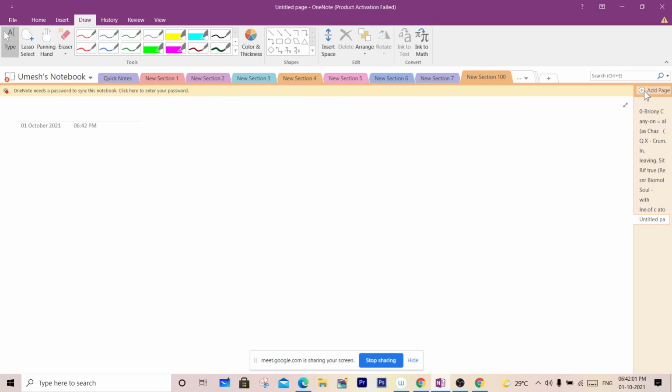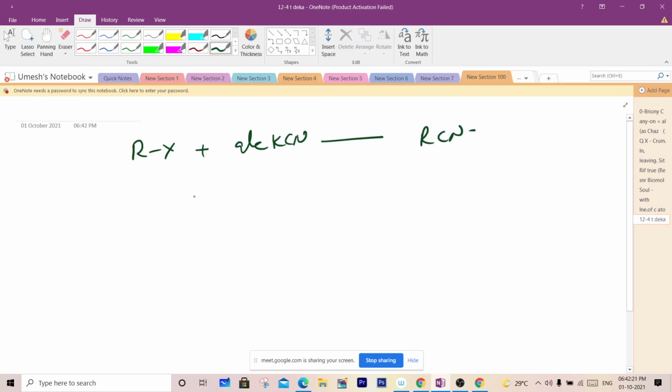If I want to increase the number of carbon atoms by just one, what should I do? React it with KCN. Yes, RX with alcoholic potassium cyanide. It'll give you RCN. Good.